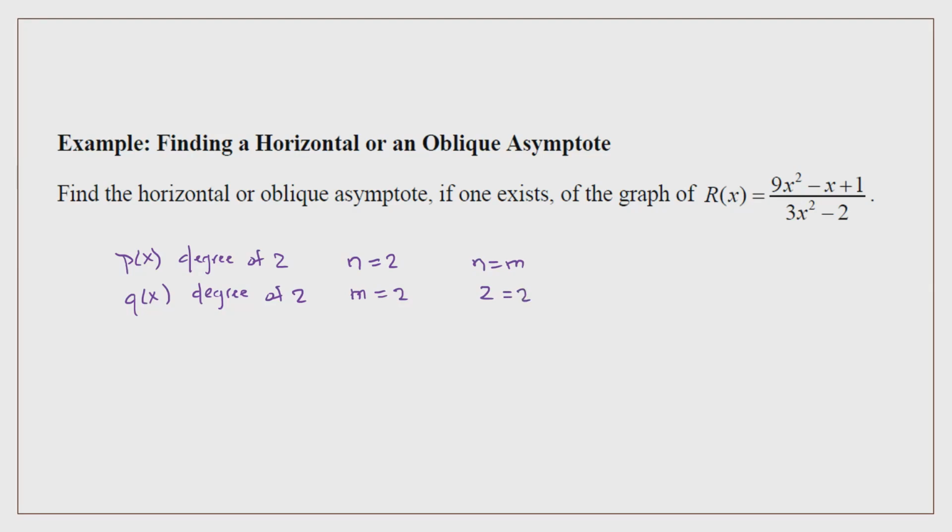Since n and m equal each other, the horizontal asymptote exists for this function. And the line for our horizontal asymptote is going to be the ratio of our leading coefficients. The leading coefficient in the numerator is 9, and the leading coefficient in the denominator is 3. So y equals a sub n divided by a sub m, which is 9 divided by 3, which equals 3. So our horizontal asymptote is going to be the line y equals 3. Excellent.